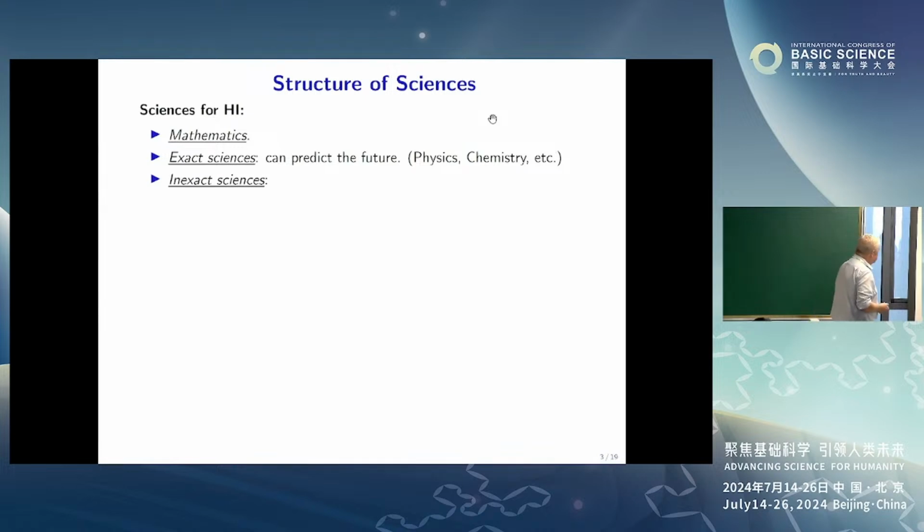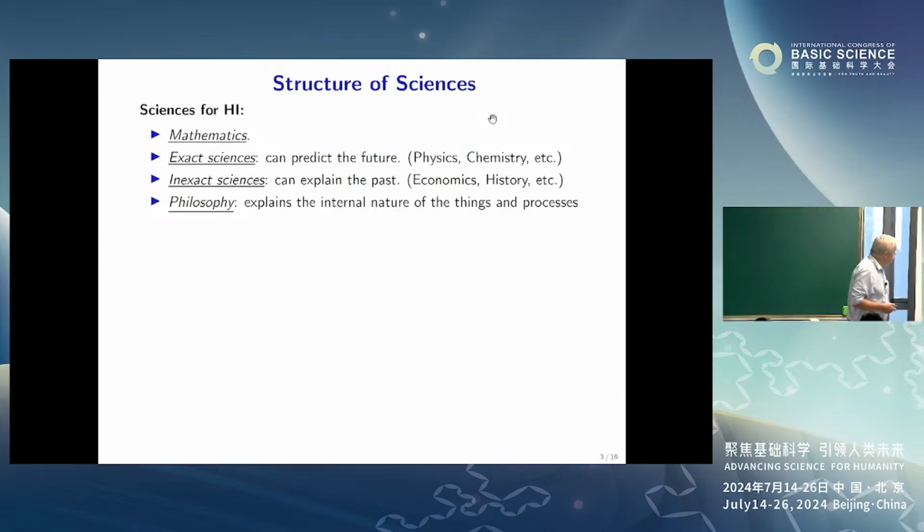There is also a group of inexact sciences. Mainly can explain the past. This is history, so many really say why something predictive, and also so science which is quite special. This is philosophy is going to explain the interesting processes in our life.